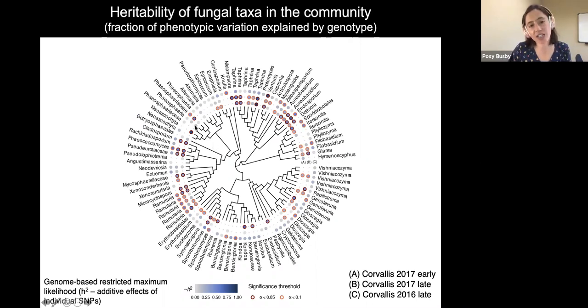So for each fungus arrayed in this phylogenetic tree, these are the common fungi in Corvallis, you'll see there are 3 data points representing these 3 data sets. The shade of blue represents the narrow-sense heritability value from 0 to 1, the darker colors indicating a higher heritability. And if there's a red ring around it, that indicates that it's statistically significant after correcting for multiple comparisons.